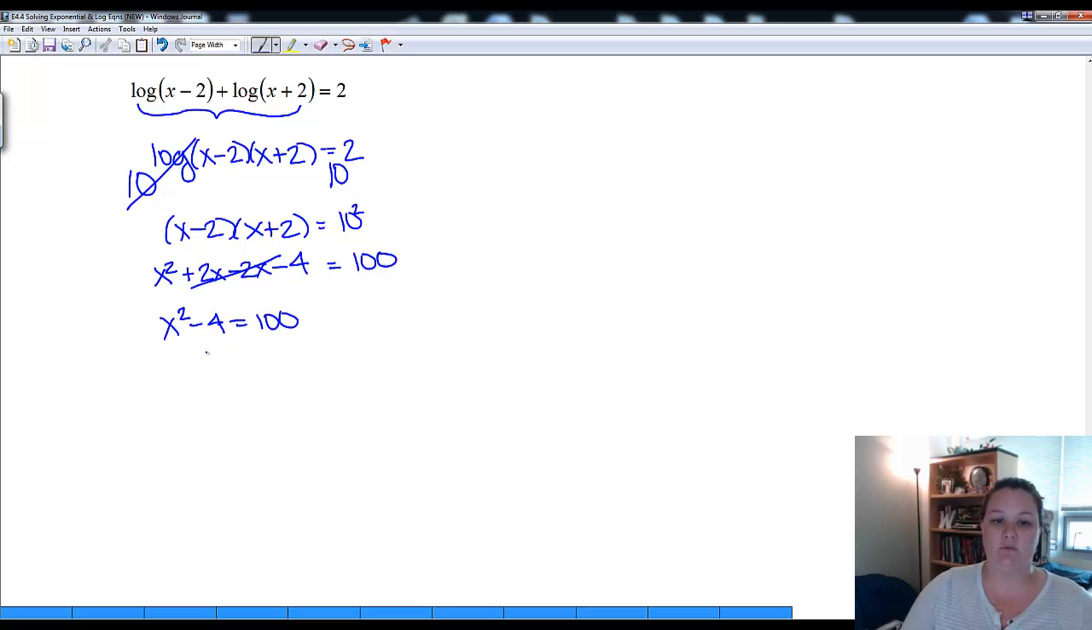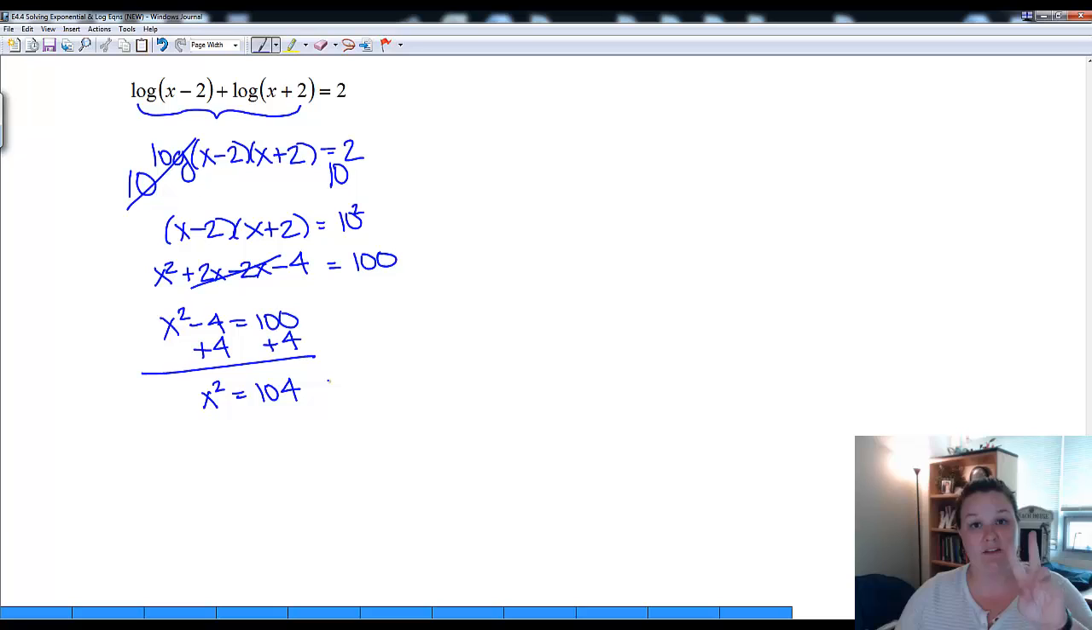And then I want to move my 4 to the other side by adding. So I get x squared equals 104. Now this is probably not a perfect square, but it's okay because they told me I could round to 2 decimal places. So I'm going to go ahead and take the square root to get rid of my square. Don't forget your plus or minus when you take the square root.